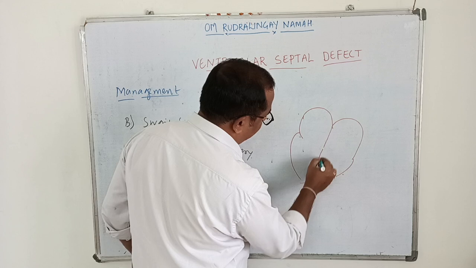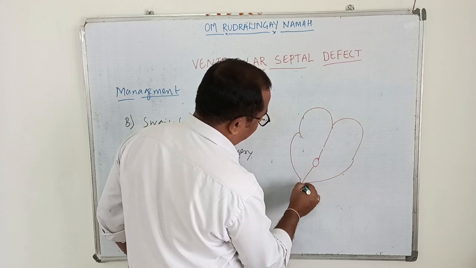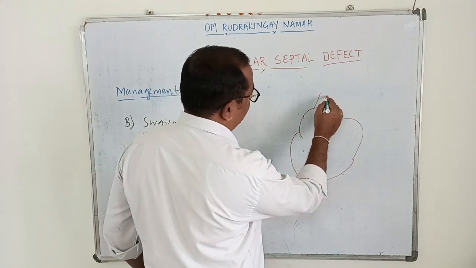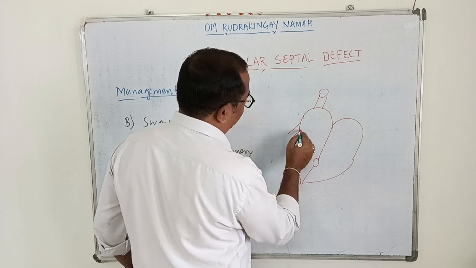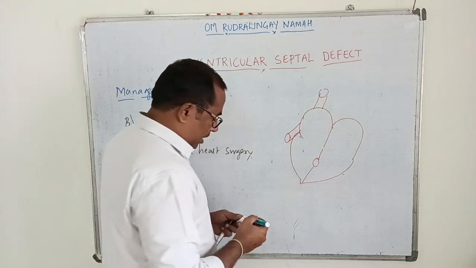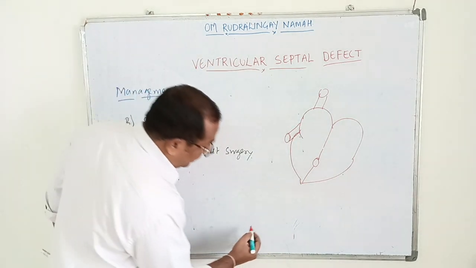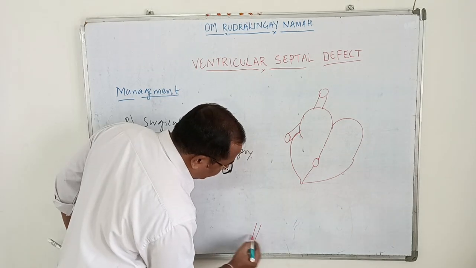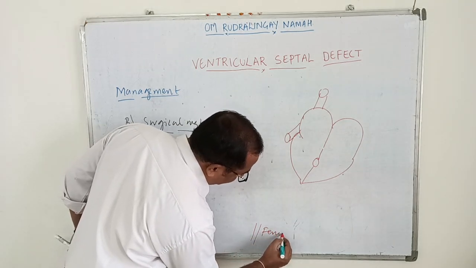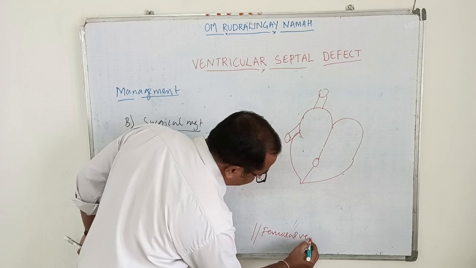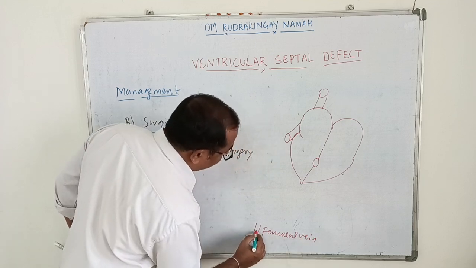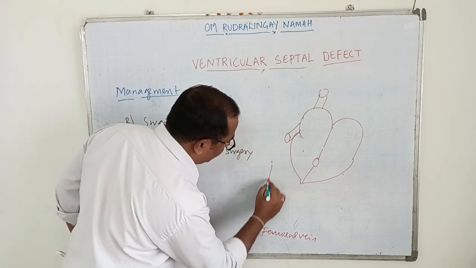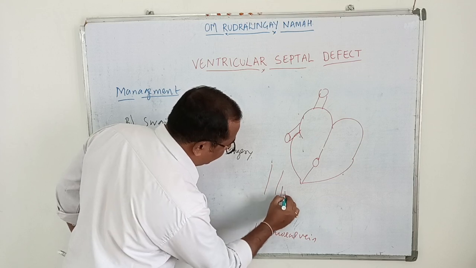And here is a defect. This is the superior vena cava and inferior vena cava. So what do you do here? We insert the catheter through the femoral vein, and then the catheter is advanced up to the inferior vena cava. This is the inferior vena cava.